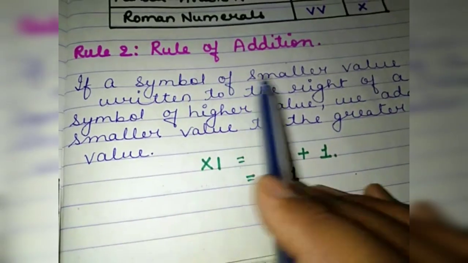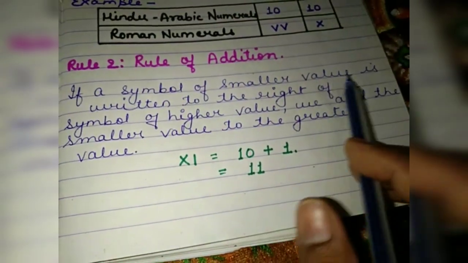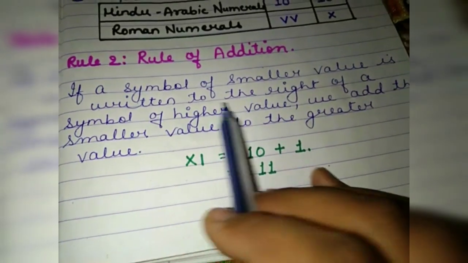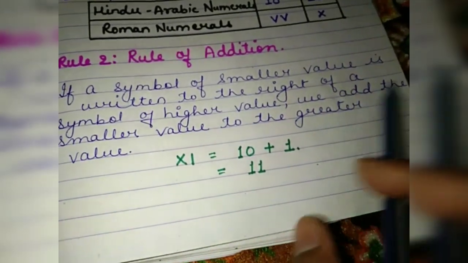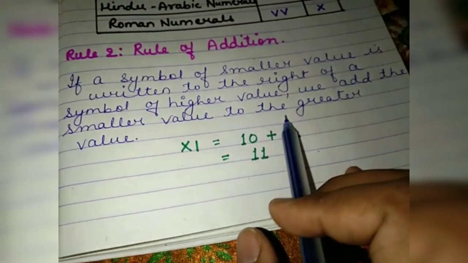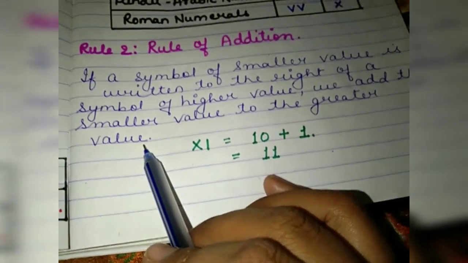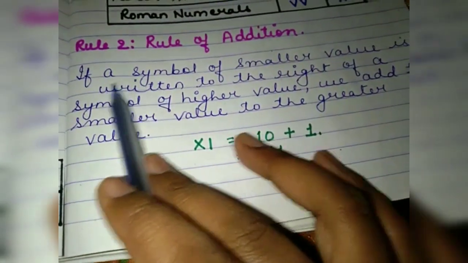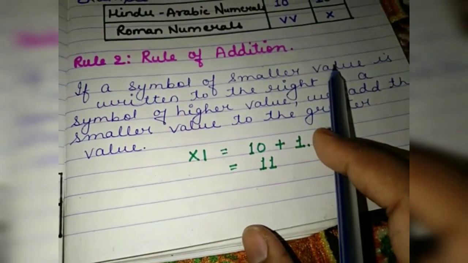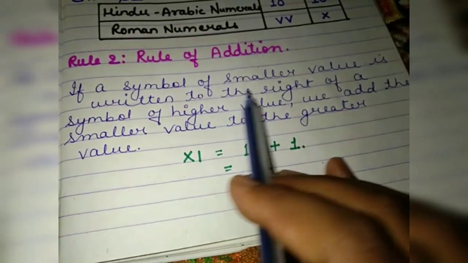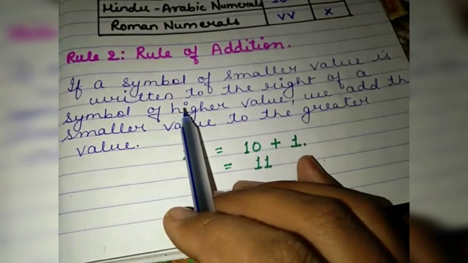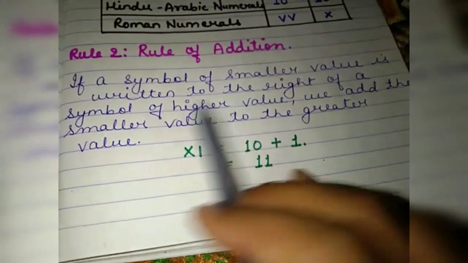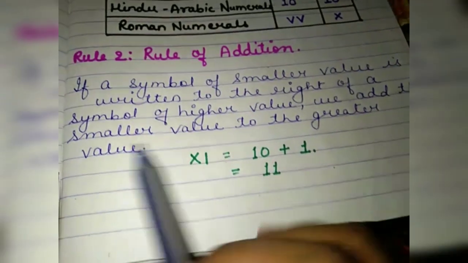If a symbol of smaller value is written to the right of a symbol of higher value, we add the smaller value to the greater value. What does it mean? It means that when a symbol of smaller value is written to the right side of the higher value, in that condition, we add the smaller value to the greater value.